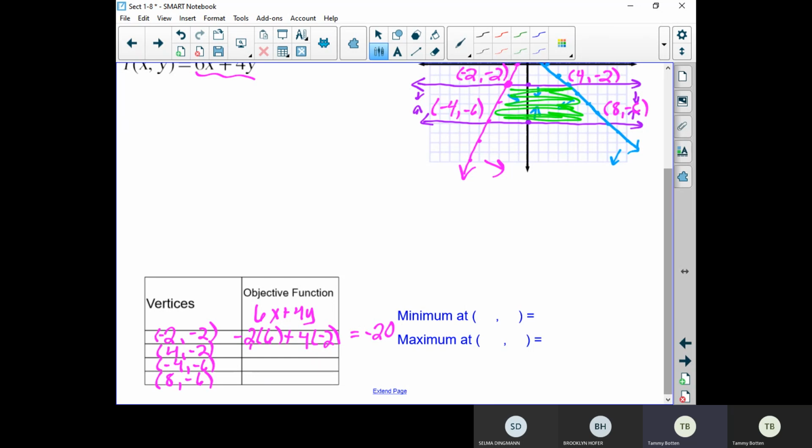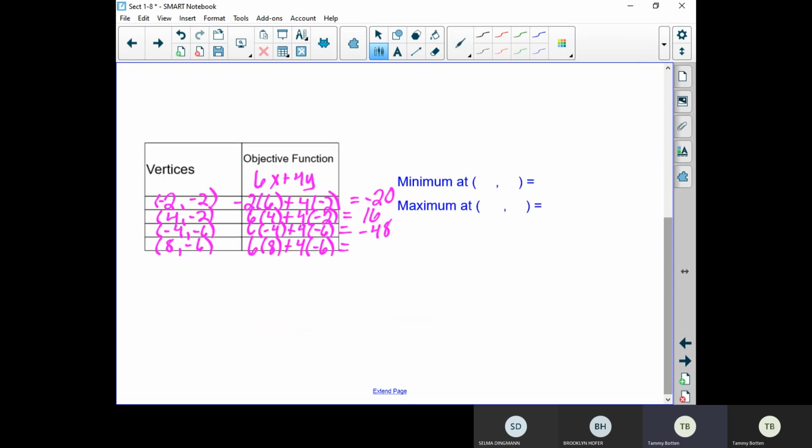Okay. Then we're going to go 6 times 4 plus 4 times a -2. So that's like 24 and a -8, which is a positive 16. Then it's 6 times a -4 plus 4 times a -6. Those are both -24. So when you add those, you're going to get -48. And then it's 6 times 8 plus 4 times a negative 6, that is 48 plus a negative 24, which is a positive 24. Is that what you guys got?